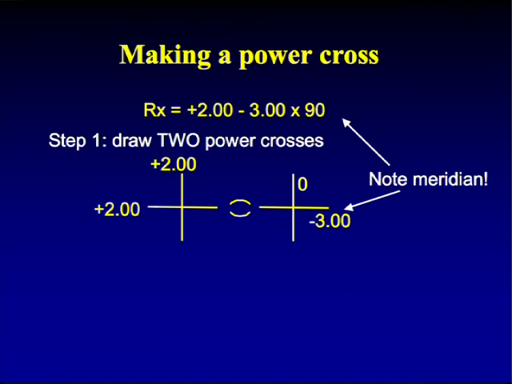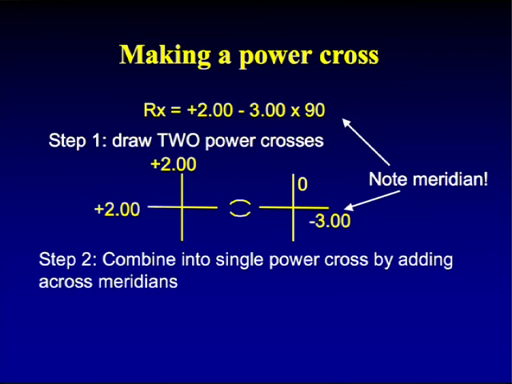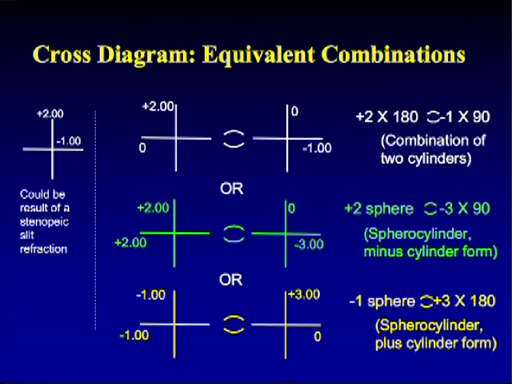Now we add across meridians to get it into a single power cross. 0 plus 2 is 2. -3 plus -2 is -1. And there's our power cross. And we can go back to the other, and it's the same as what we just showed over here.